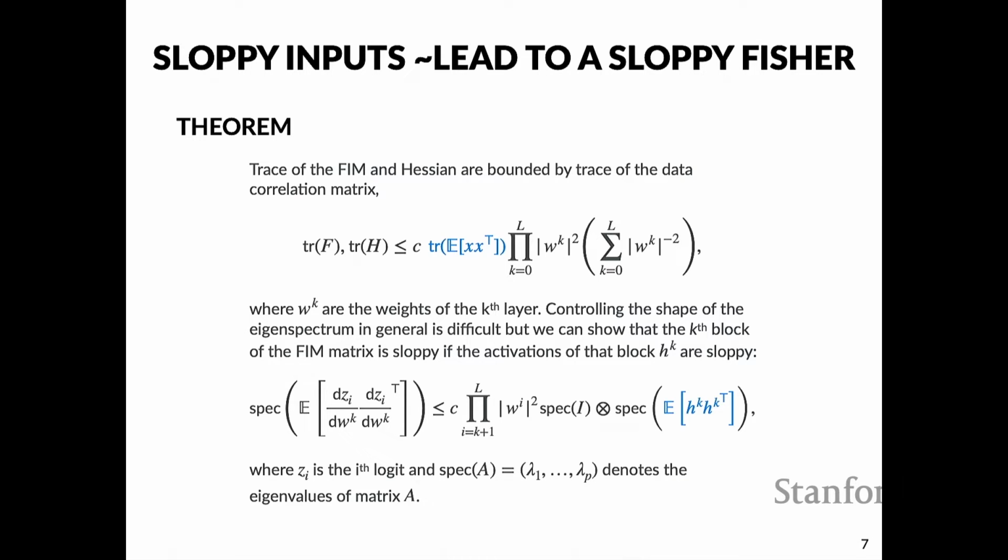If you look at the blocks of the Fisher information matrix, the blocks of the Fisher matrix are the correlations of the Jacobians for weights that correspond to only that particular layer. You don't go across the layers when you calculate the block. We can give a slightly more precise bound on the entire spectrum. So the eigenvalues of the block of the Fisher information matrix are upper bounded by the eigenvalues of the correlations of the activations of that particular layer. Again, not a very difficult thing to show, a short calculation, but this tells you that if the activations are sloppy, then the Fisher information matrix also has eigenvalues that decay.